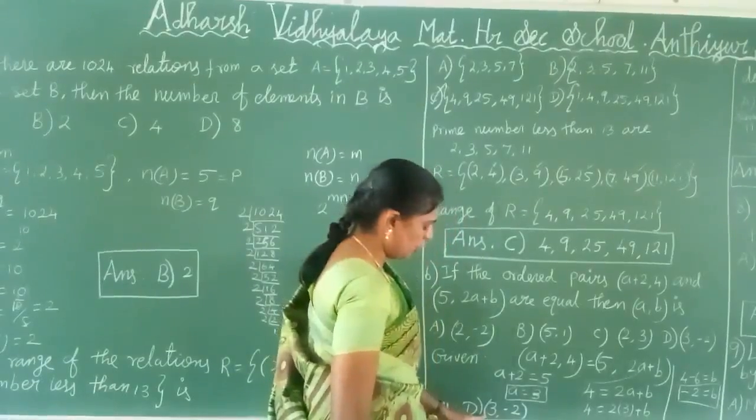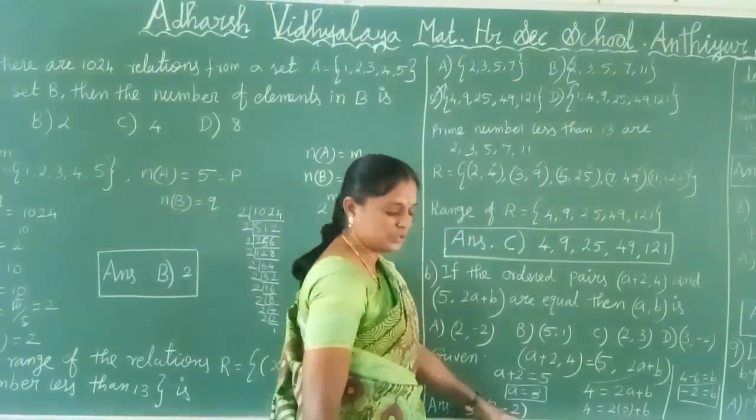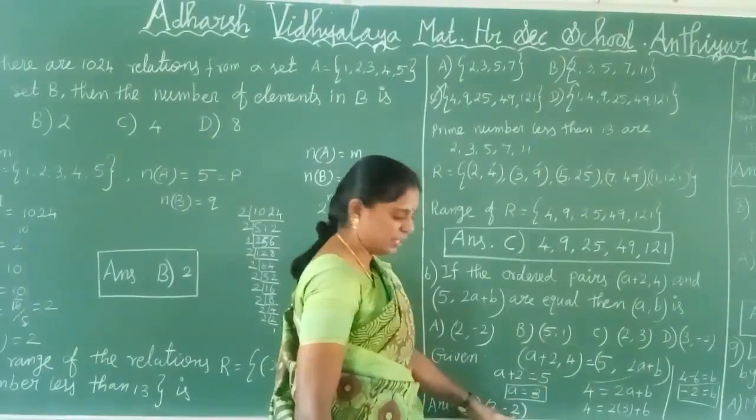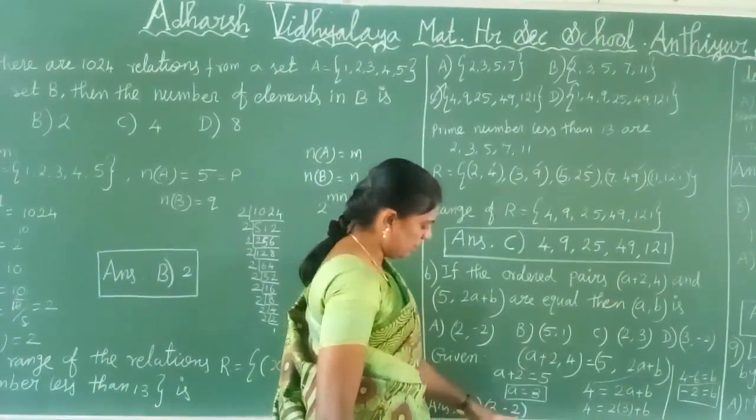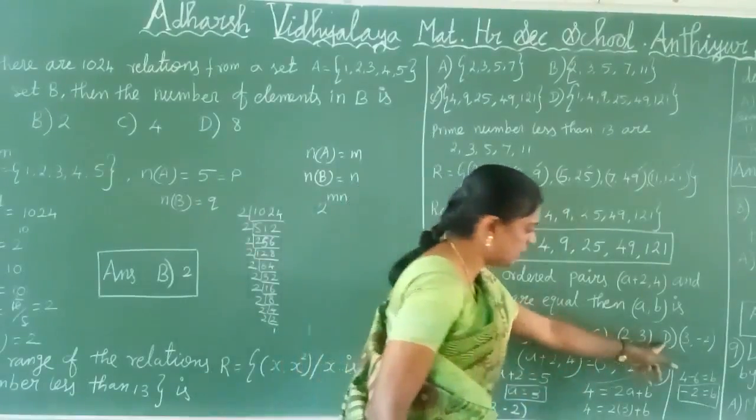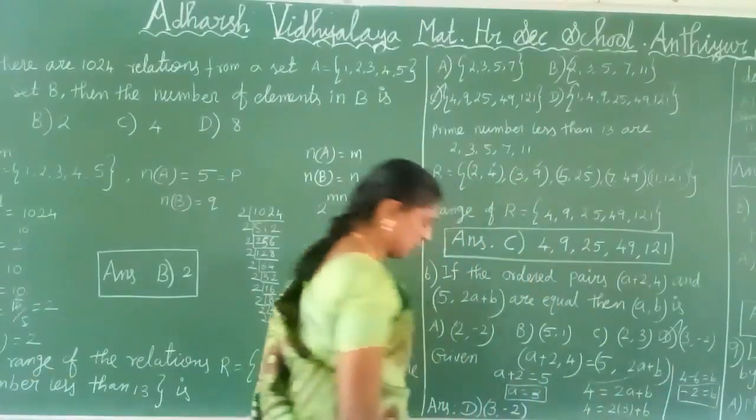So the a value and b value we want to write. Don't write them in the opposite order. First write the a value, second write the b value. So a value is 3, b value is -2. So which option? D option. So the answer is D.